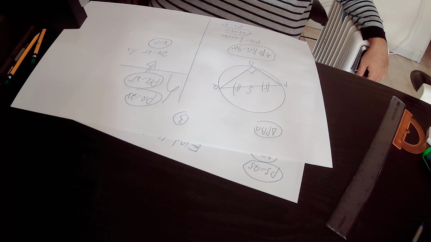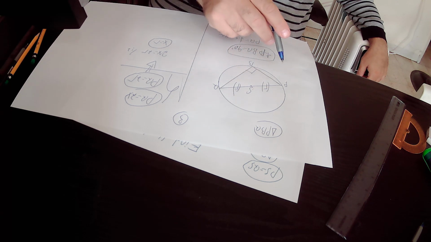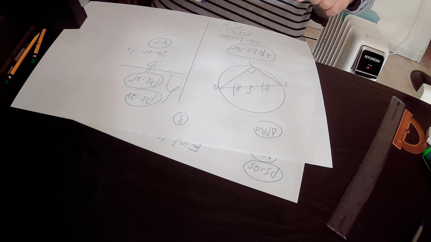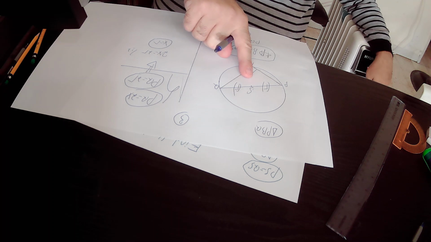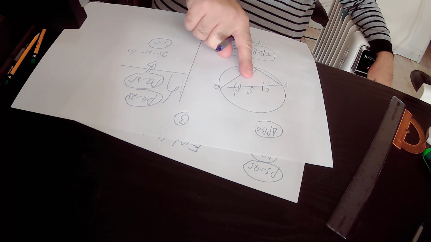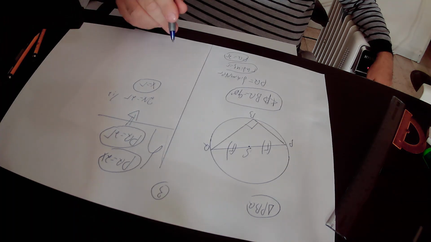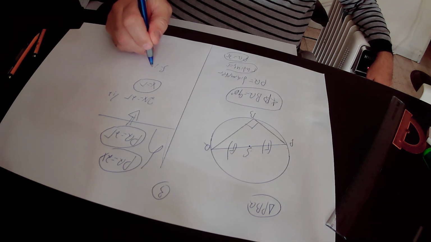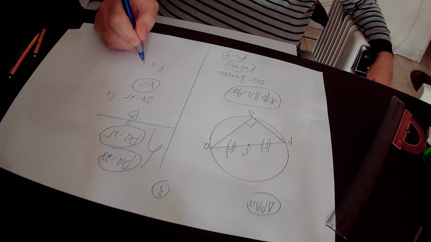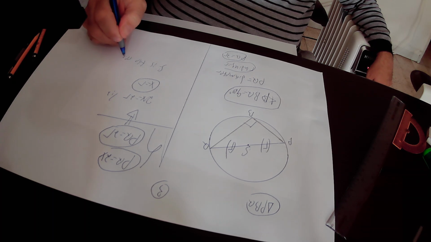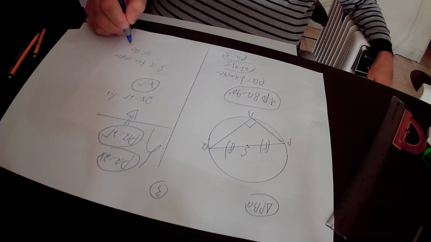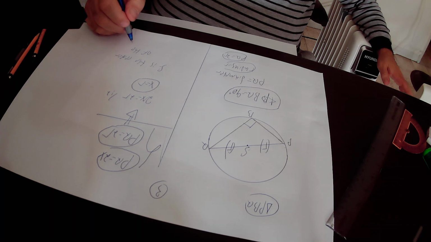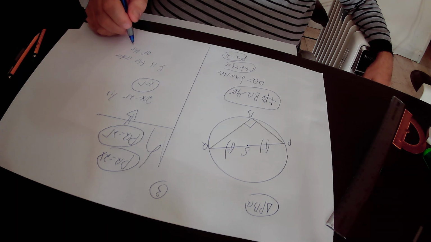So QS is r and PS is also r. So those two radii of this circle touch each other at point S. Therefore point S is the center of the circle. So I write it down. Point S is the center of the circle. Because at the center of the circle, all the radii touch each other.